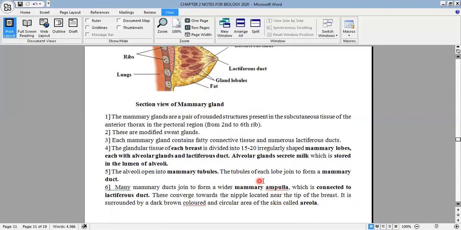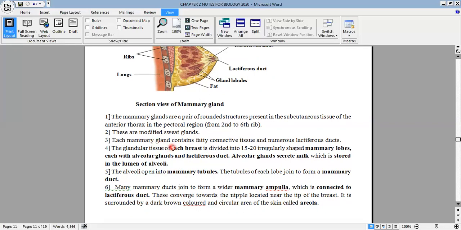Many mammary ducts will form the mammary ampulla. Mammary ampullae will be connected to lactiferous ducts. These all converge together towards the nipple region located near the tip of the breast. And the region called the areola, a dark brown colored portion, surrounds the tip.